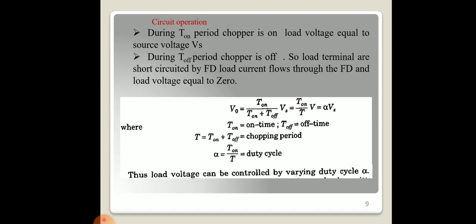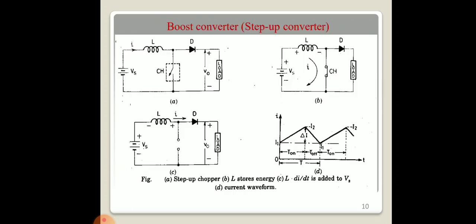So in the case of the buck converter, we obtain output voltage only during T on time. So it is defined by T on divided by T on plus T off times Vs, or alpha Vs. Alpha is always less than 1. It is defined as the duty cycle. So the output voltage is always less than the fixed DC supply voltage. So it is known as a step down chopper.